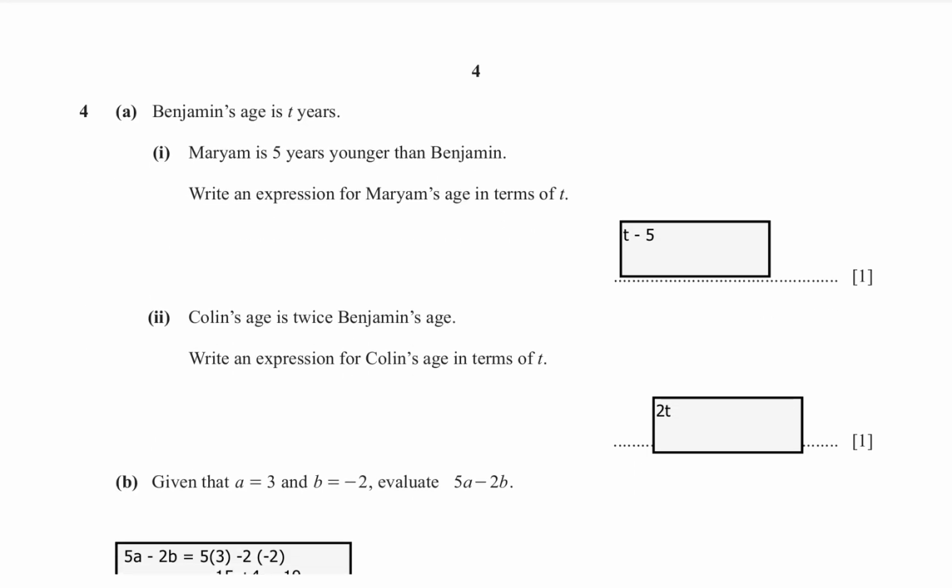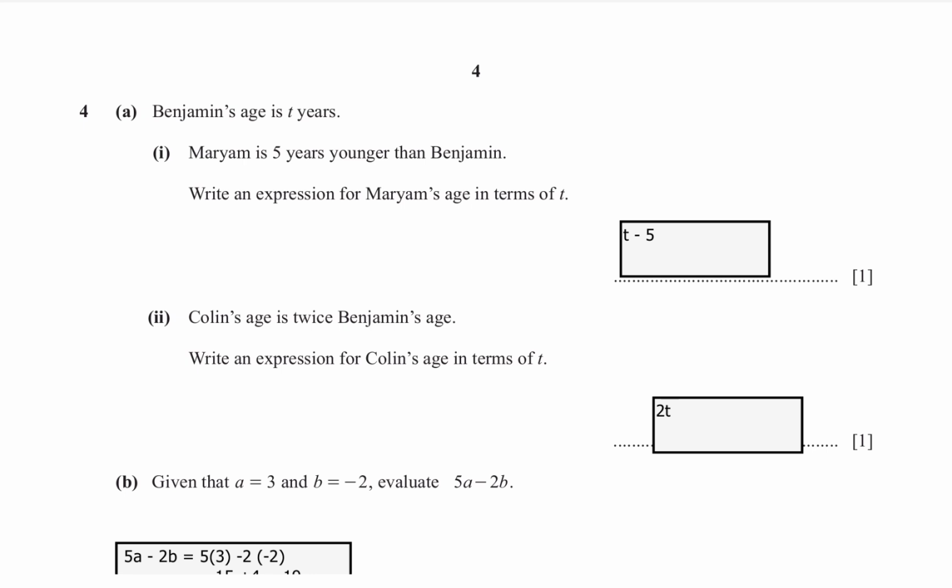Okay, Benjamin's age is t years. Maryam is 5 years younger than Benjamin. Write an expression for Maryam's age in terms of t. Now since Benjamin is t years old and Maryam is 5 years younger than Benjamin, the expression for Maryam's age is t minus 5 years.